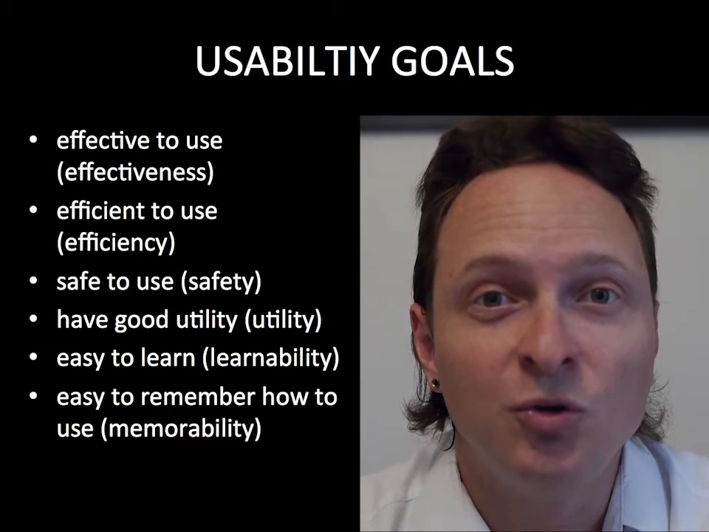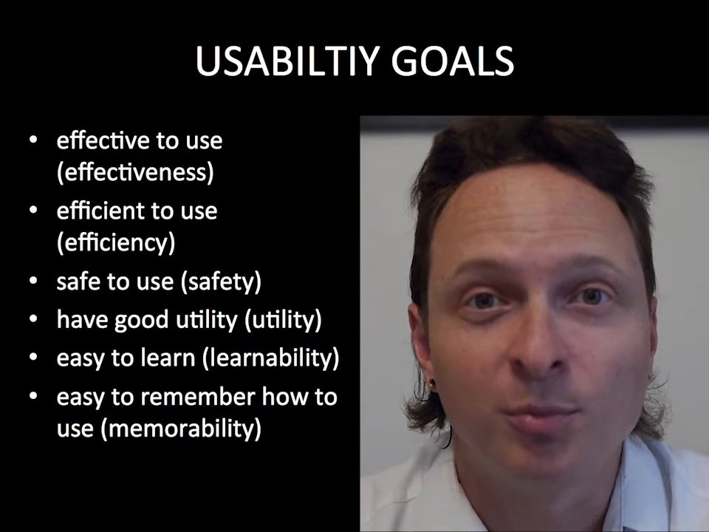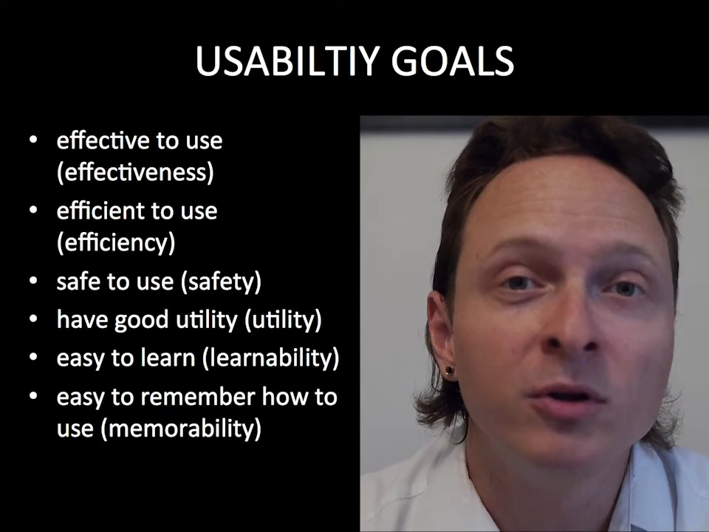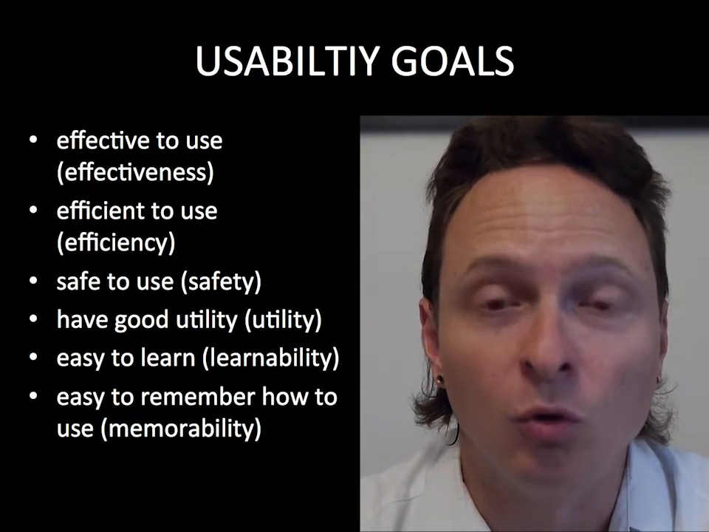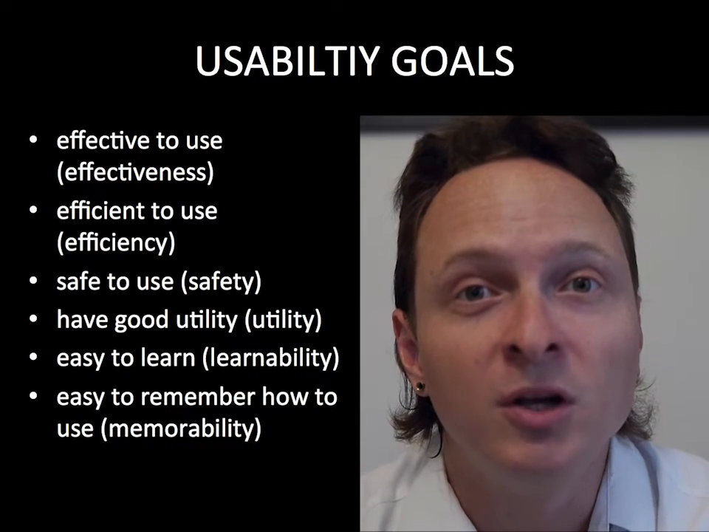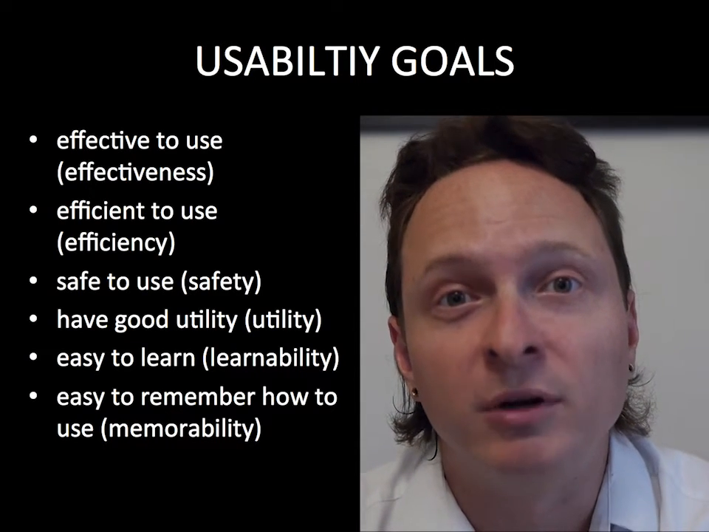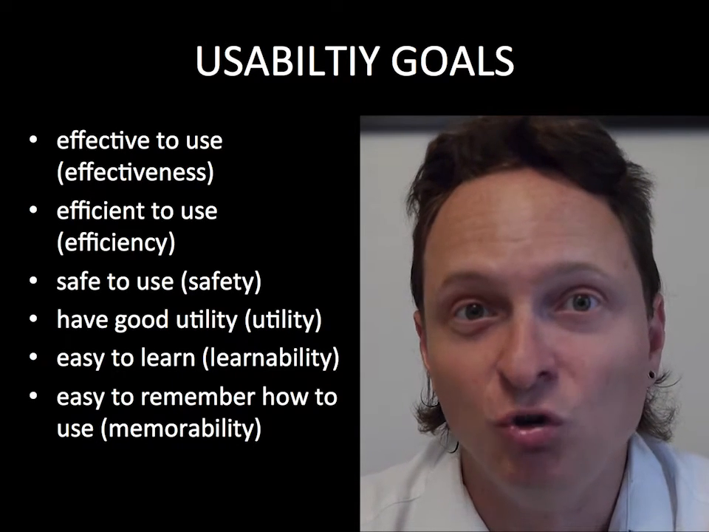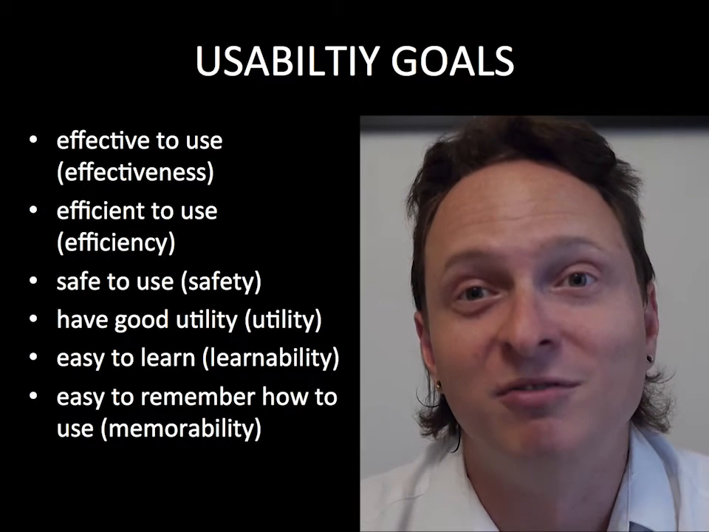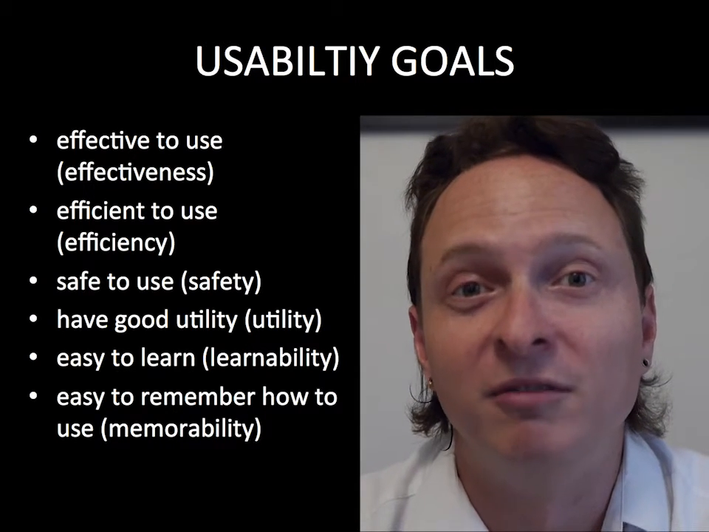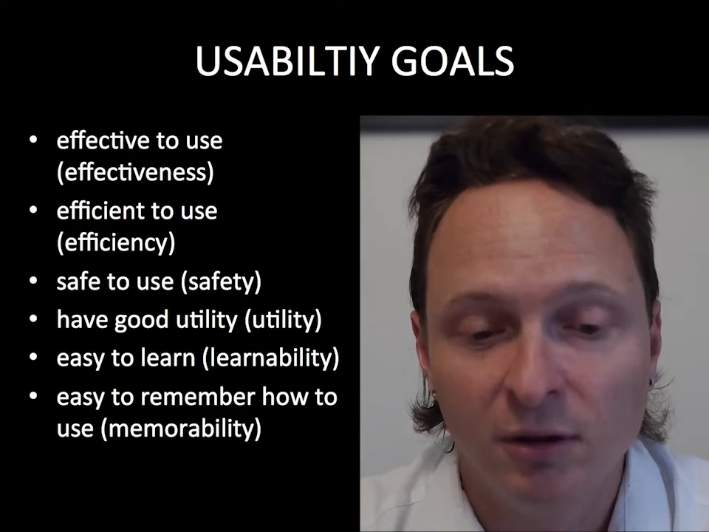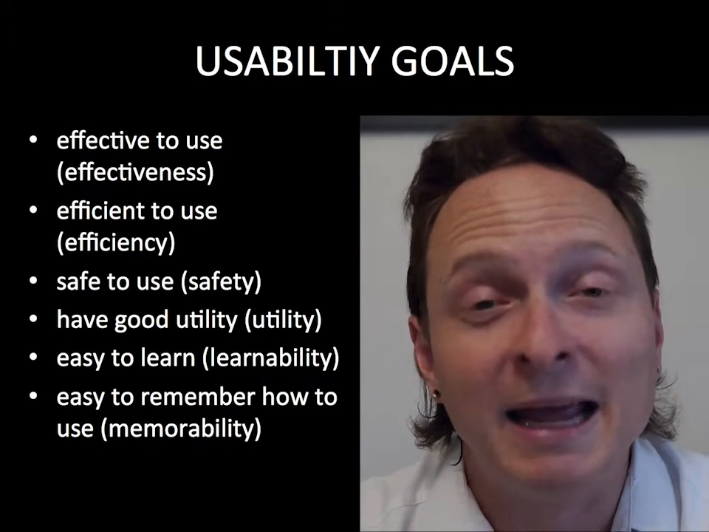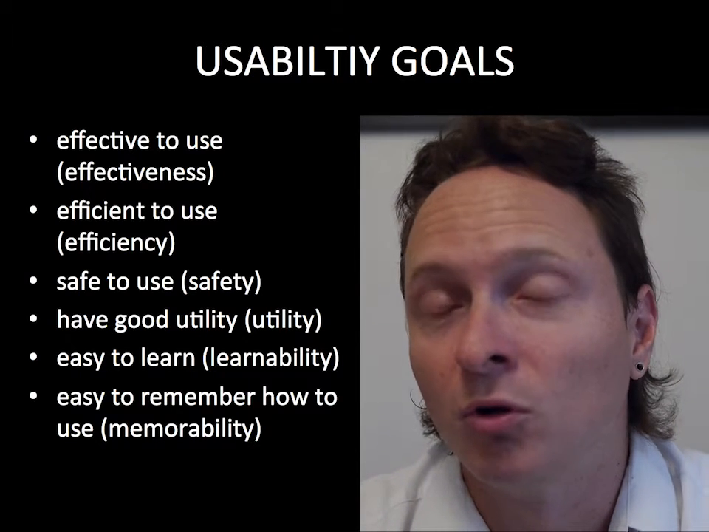So before I get into the interaction design principles, one of the things that's good to keep in mind are our usability goals and our experience goals. So usability goals are usually pretty straightforward things, like we want an interface to be effective to use. We call this effectiveness. We want it to be efficient to use, or we'll say efficiency. We want it to be safe. We want it to have good utility. We want it to be easy to learn, and once learned, we want it to be very memorable or easy to remember.